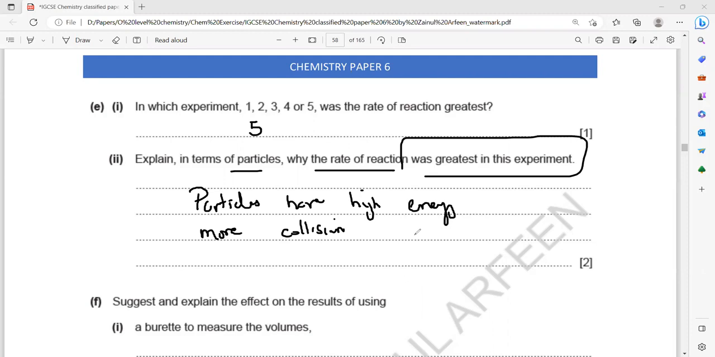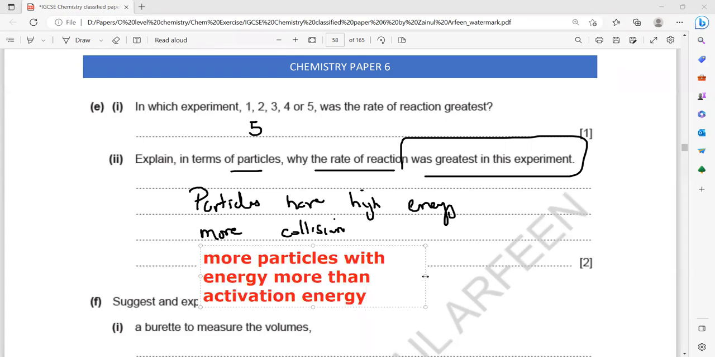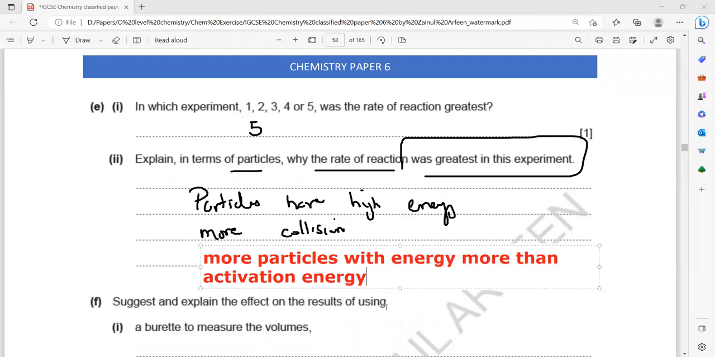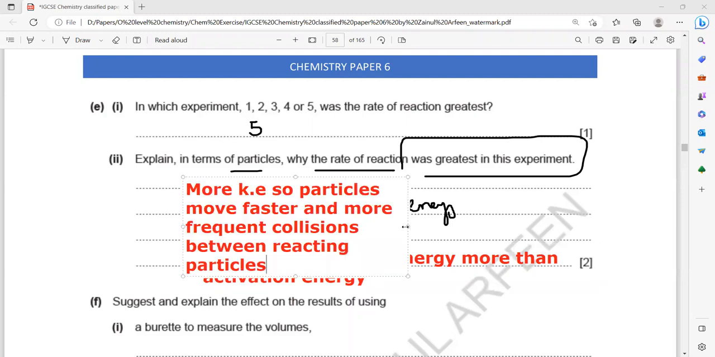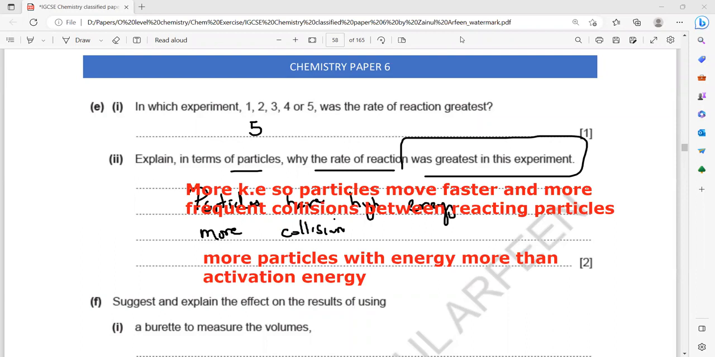So more particles with energy more than activation energy, or a greater proportion of the particles will have energy more than activation energy. That's why the reaction will be faster. Or more kinetic energy, particles move faster, frequent collisions between the particles. That you can also mention.